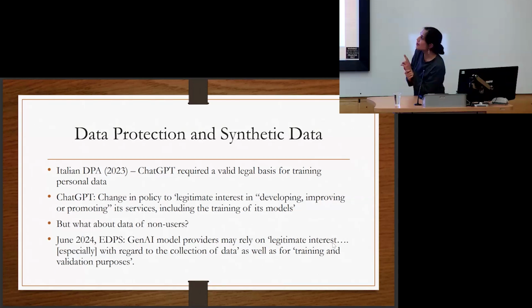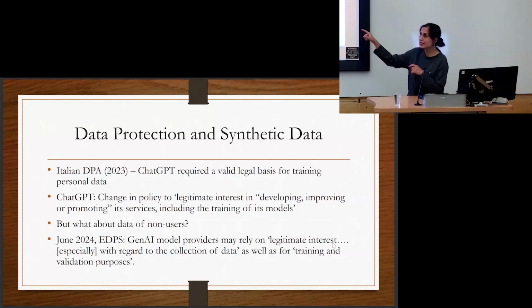Now, 2 points, and then I wrap up. First of all, you all might have followed that as soon as generative AI came into the picture, the Italian Data Protection Authority was one of the first ones to go after ChatGPT, right? And that was a very interesting case. Why? To put it very simply, what they said was that ChatGPT required a legal basis to train on personal data. So in their terms and conditions at the time, it was insufficient to specify what that legal basis was. And ChatGPT very quickly came up with a change in policy. It said that it had a legitimate interest in developing, improving, or promoting its services, including the training of its models.